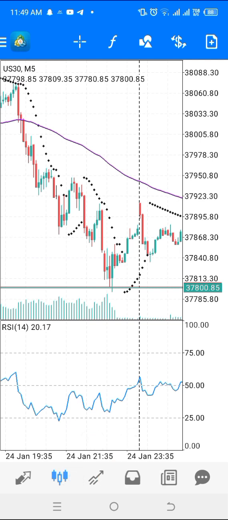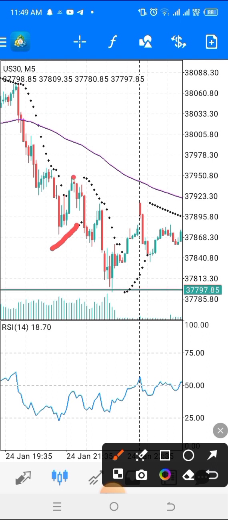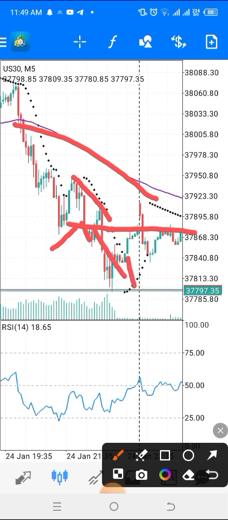But it doesn't just end there. This is how you use it. You are going to wait for when the dots are arranged like this, going upwards, and then the dots are also coming above the candlesticks like this, coming downwards, making sure that the 100 exponential moving average is above the candlesticks. And just at this point right here, where the candlesticks cross the dots, you are going to go for a sell trade.